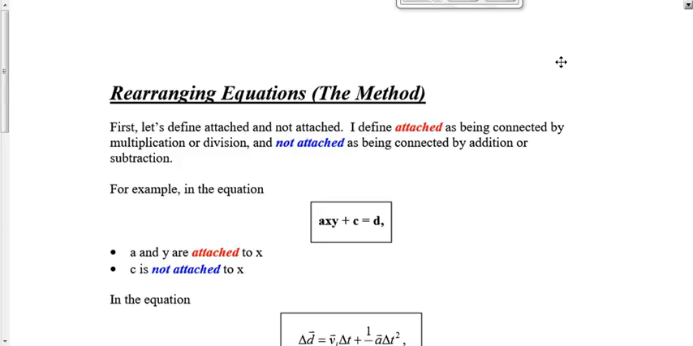So if you look at that first general equation here, AXY plus C equals D, those could be any variables in physics 20 or physics 30 or third-year university physics. It doesn't matter. Any variables. If we're solving for X here, the A and the Y are attached because they're multiplied, and the C is not attached. Does that make sense? That's where we got to start, right? What is attached and what's not attached.